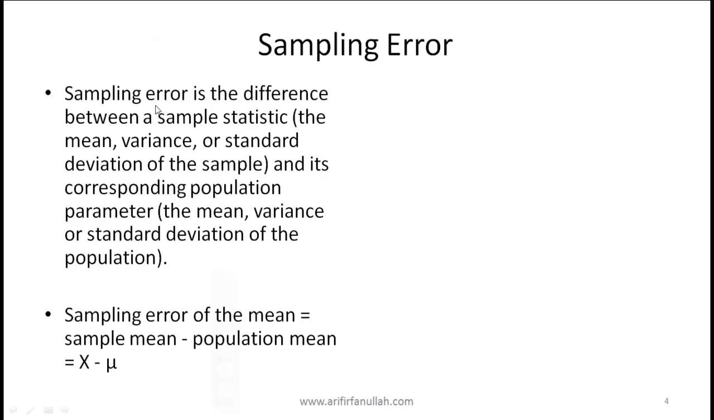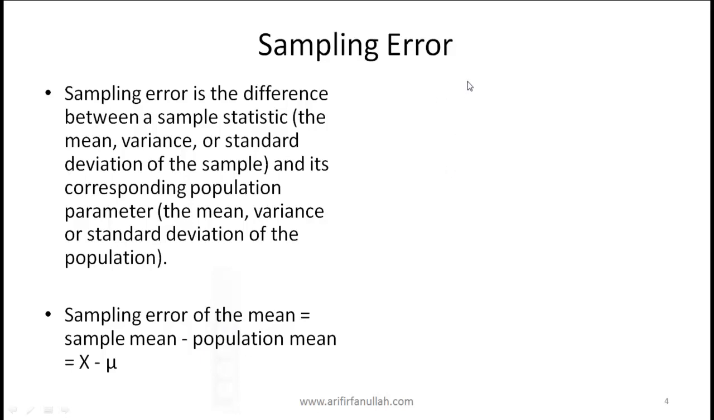Sampling error is the difference between a sample statistic, such as the mean, variance, or standard deviation of the sample, and its corresponding population parameter. The sampling error of the mean would be the sample mean minus the population mean.